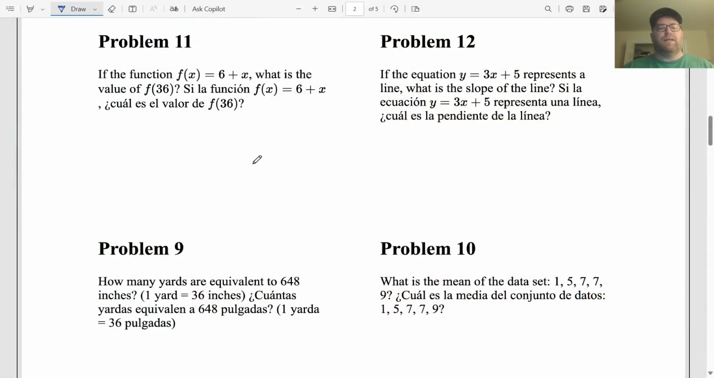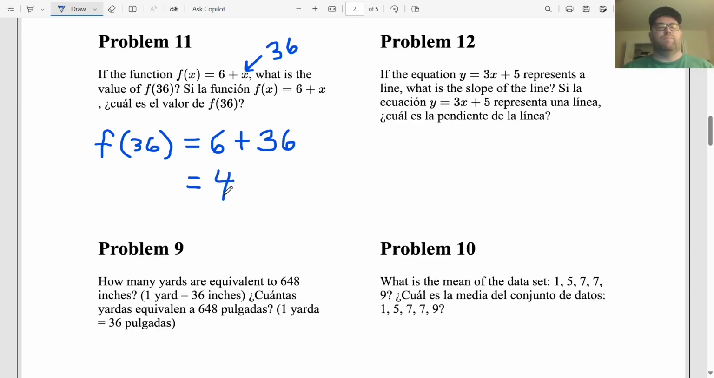We are on problem 11, which reads, if the function f of x equals 6 plus x, what is the value of f of 36? To find f of 36, we're going to put in 36 where x is. We just substitute in the value of x. So f of 36 is going to be 6 plus 36. 6 plus 36 is 42. So that's all there is to it. That is f of 36.